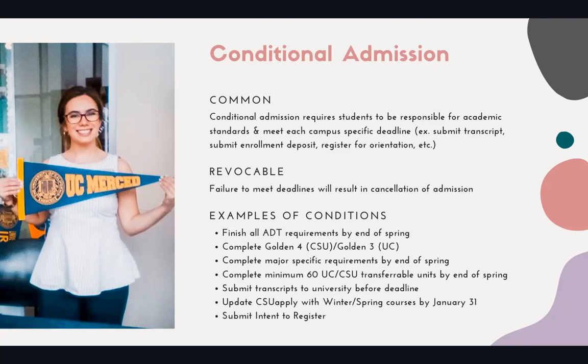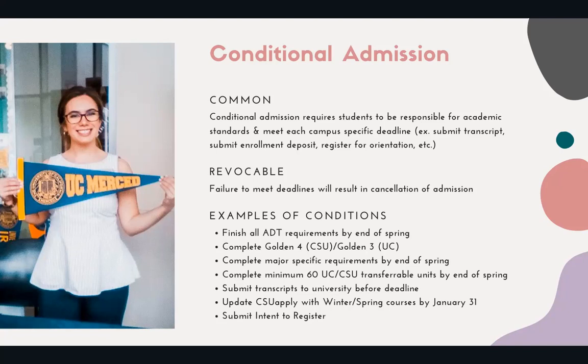So a lot of the times it's in June after your grades post. I want the transcripts by June 15th or June 30th or July 15th or July 1st, right? Depending on the campus. You want to make sure you turn in those transcripts on time because they are relying on them, and if you don't turn them in at all, they will deny you. Another example, one of the conditions is updating Cal State Apply with your winter spring grades by January 31st.